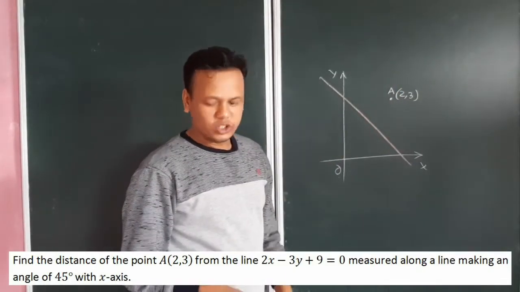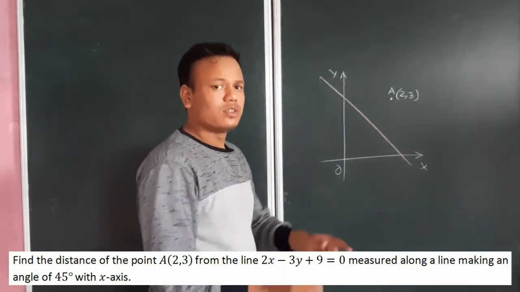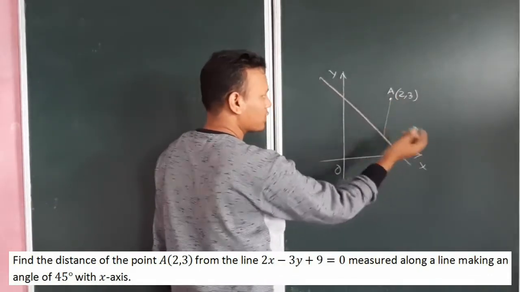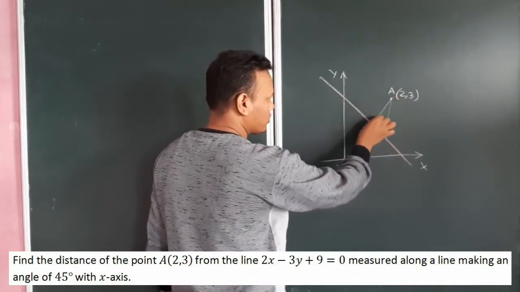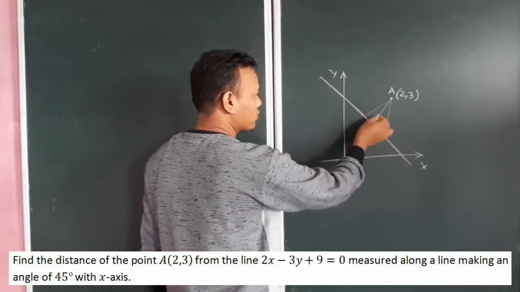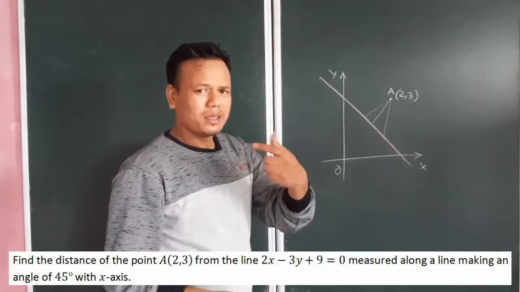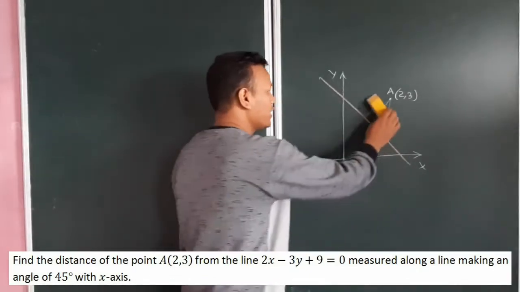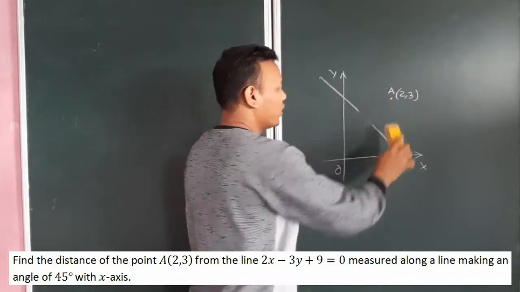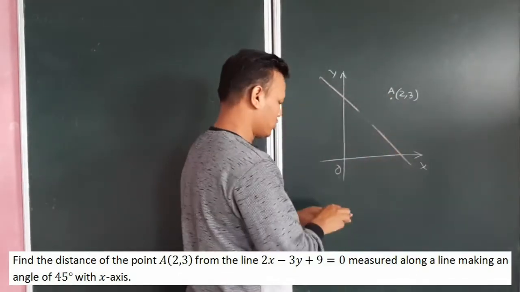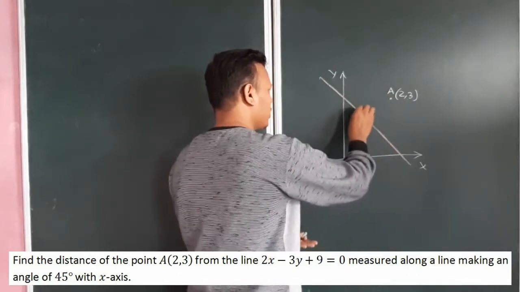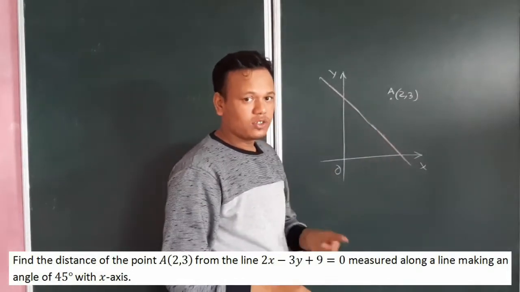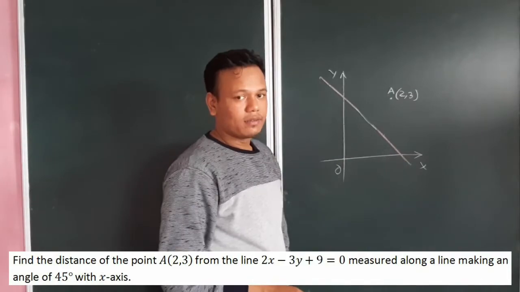Now if you want to measure the distance, there are many possibilities in which way you want to measure the distance. If you want to measure this distance, this is one way. You want to measure this distance, you want to measure this distance. So basically there are many possibilities, right? So that's why they have given you one extra condition, and it says that along which direction you have to measure the distance. So it is given that you have to measure the distance along the line which makes 45 degree angle with the x-axis.